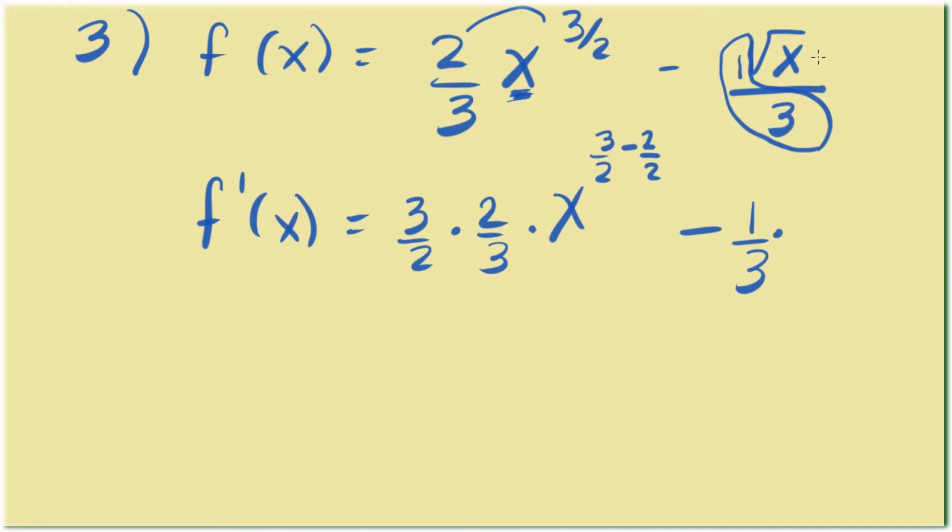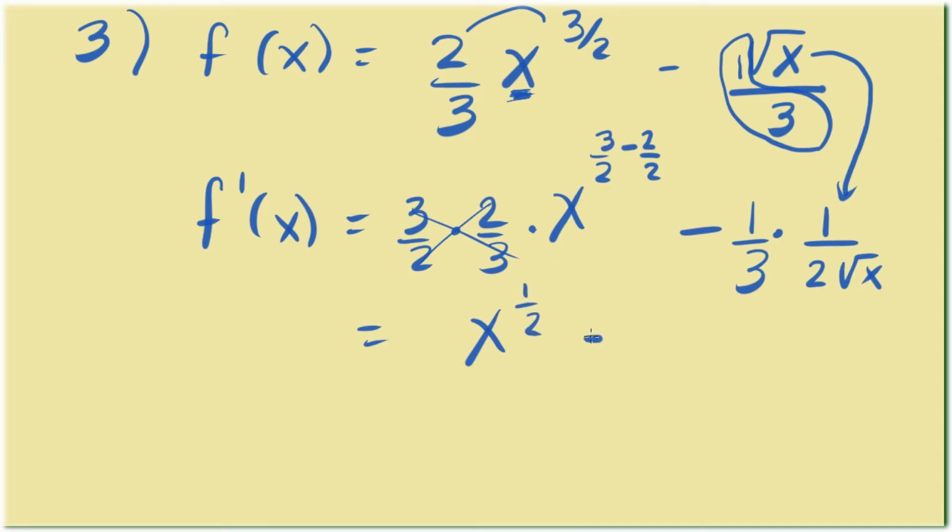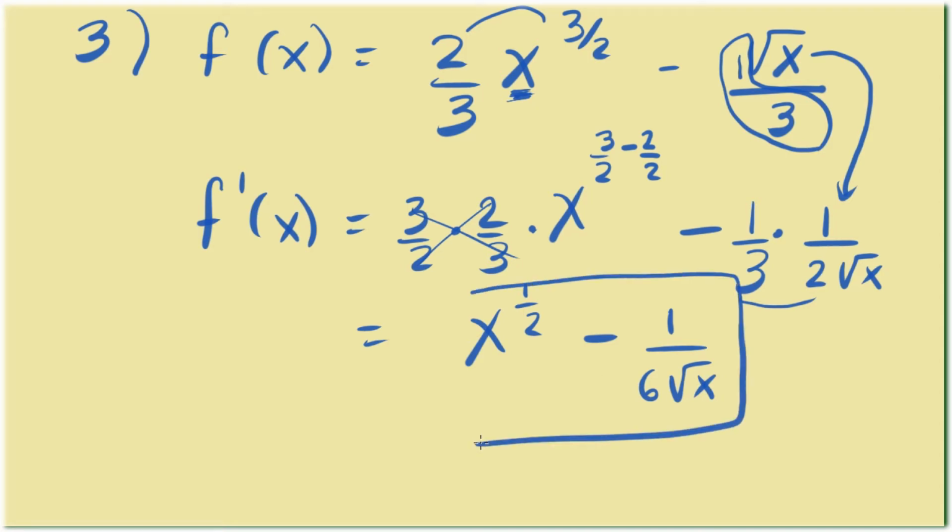And then go ahead and get the derivative of square root of x, which is again 1 over 2 square root of x. All right, so this simplified to 1. X raised to 3 halves minus 2 halves is just 1 half minus 1 over 6 square root of x. Okay, there you go. That's for our 3.